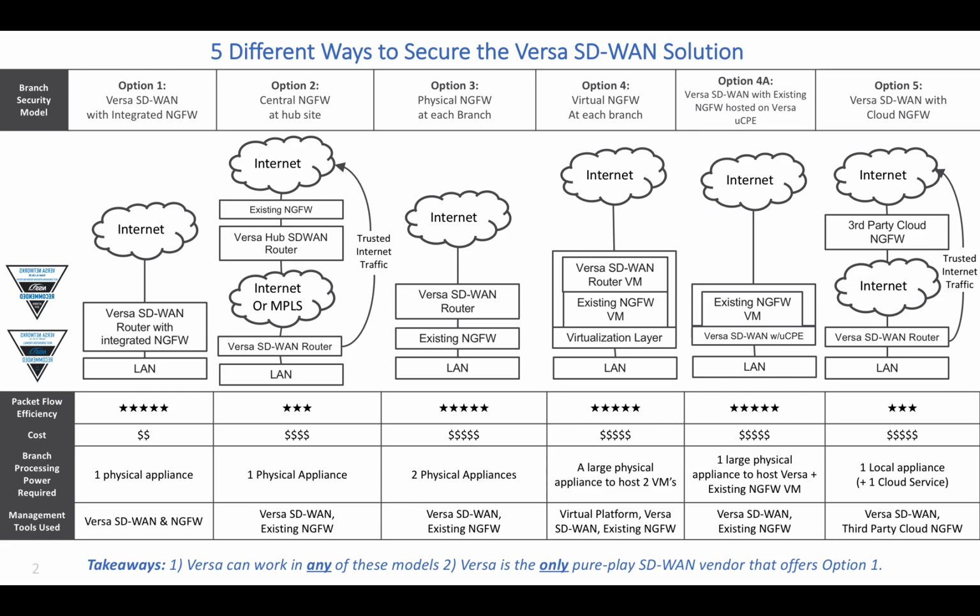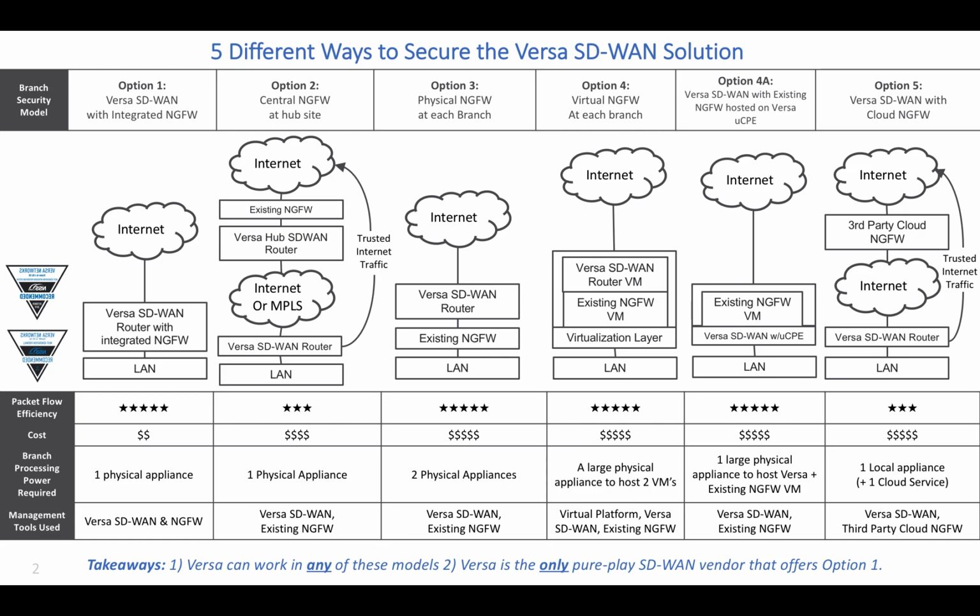Option 4A is very similar to 4, but we're leveraging Versa's built-in UCPE function. So inside the Versa solution, we have a capability called UCPE, where we can host other VNFs on top of Versa. So Versa's running on bare metal, and Versa's performing routing, SD-WAN functions. We're then hosting a next-gen firewall on top of Versa and service chaining from Versa to the next-gen firewall.